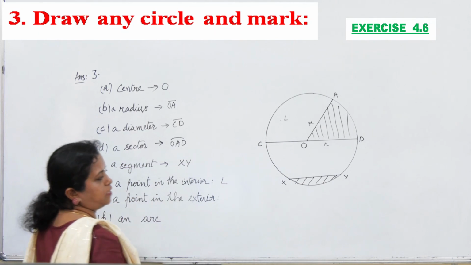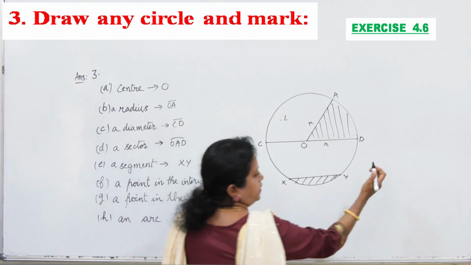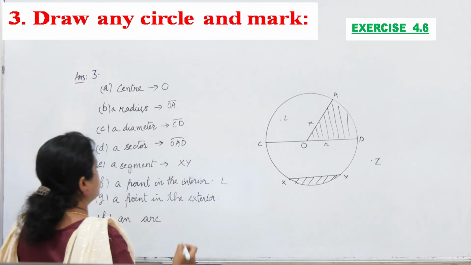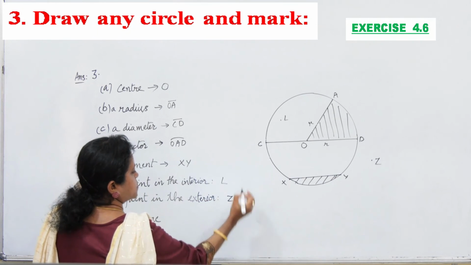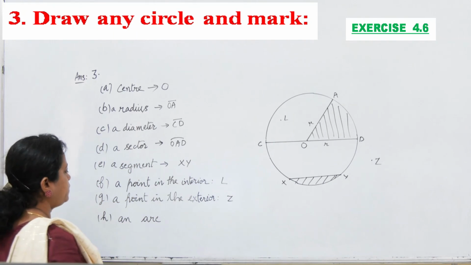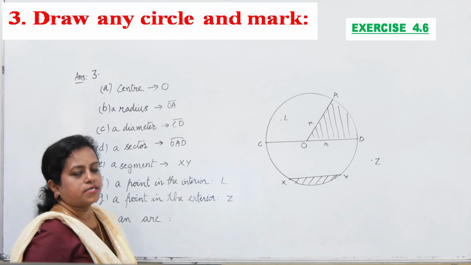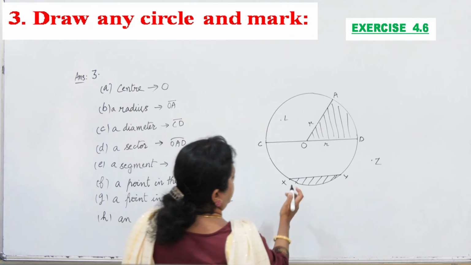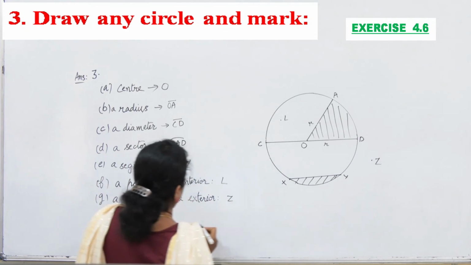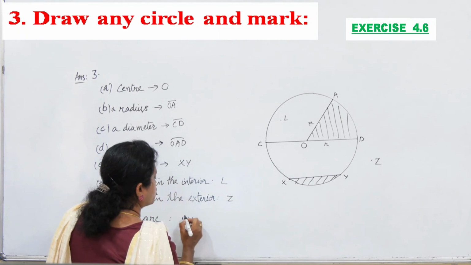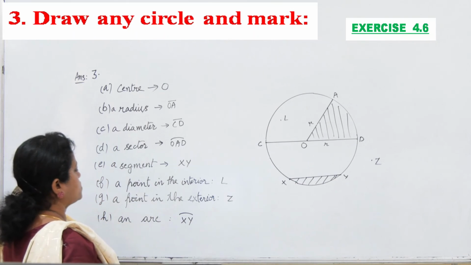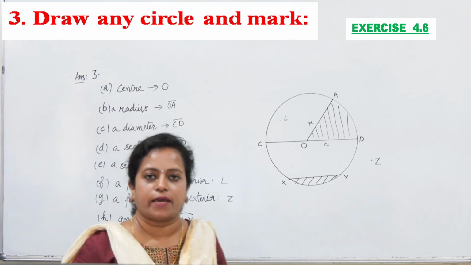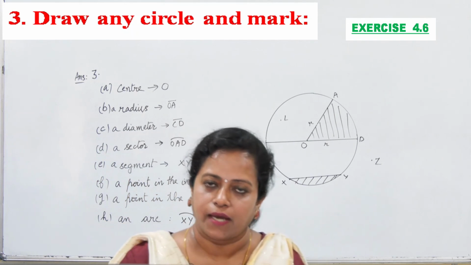A point in the exterior, you have to take a point outside the circle and you have to give it a name. So this is the point which lies in the exterior of the circle, that is point Z. An arc. What is an arc? Arc refers to a portion of the circle. So here you can name any arc. One of the arcs can be XY. So this is one of the portions of the circle, and it is referred to as the arc of the given circle. So in the given circle, we have named the different terms that have been asked.